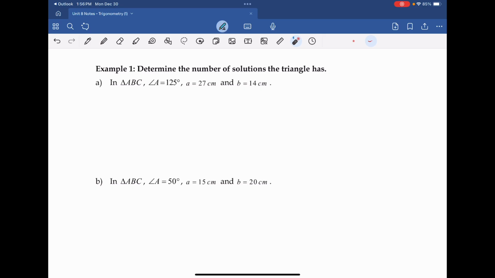Okay, in this triangle ABC, we have an angle of 125. We have A, which is 27. We have B, which is 14. Now, in this given situation, what I would always recommend is setting it up in the exact same way. What I mean by that is you want to set up A on your left vertices, C as your top, and B as your other vertices.